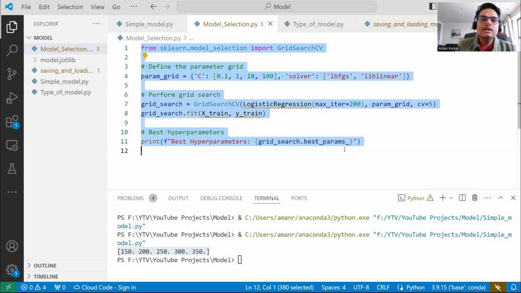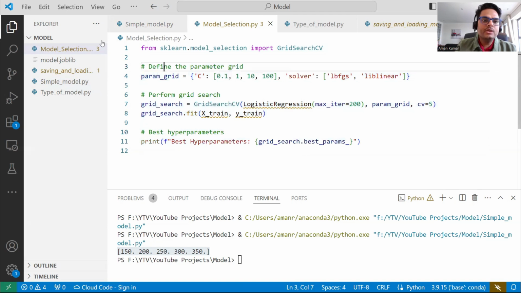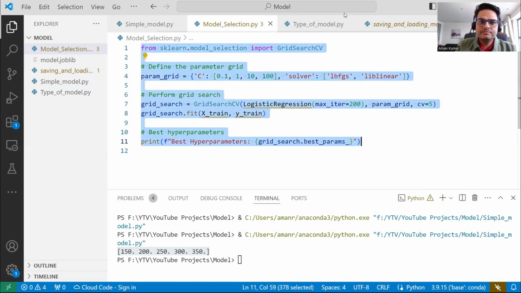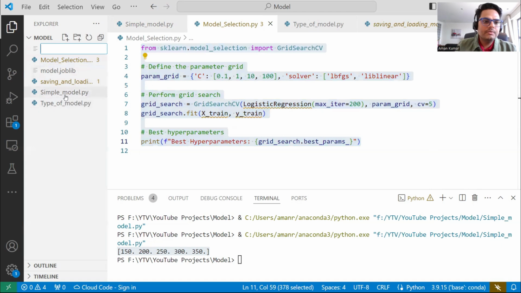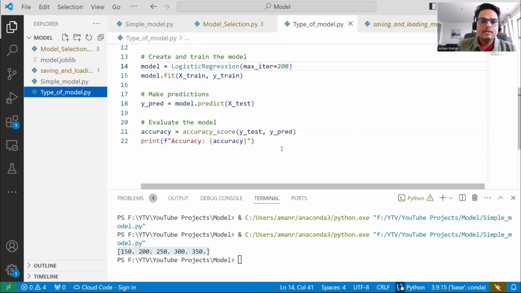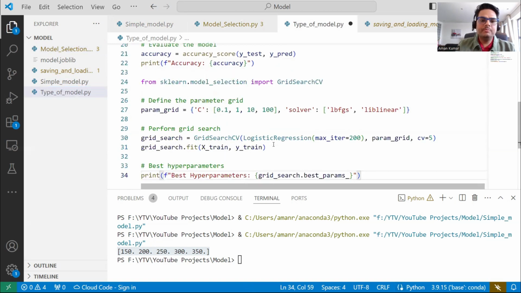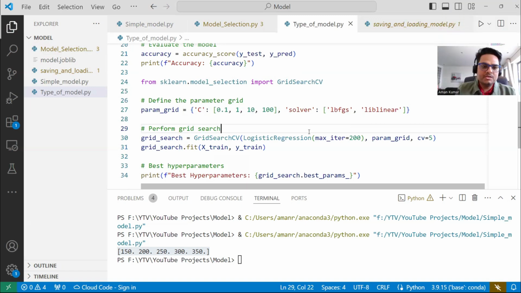Okay, so if I take this and put in my logistic regression model here, then what I'm going to get is my best model. So what I'm saying is my C value is this and my solver is this. These are basically two parameters of the model. I'm saying please optimize these parameters for me. Okay, and it is going to give me the best parameters now.